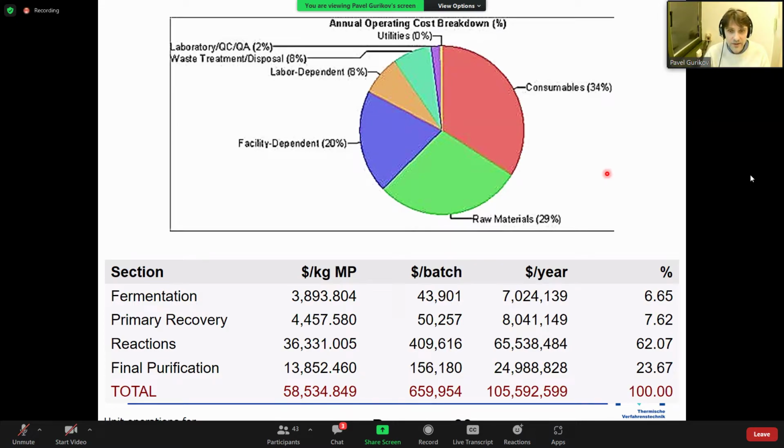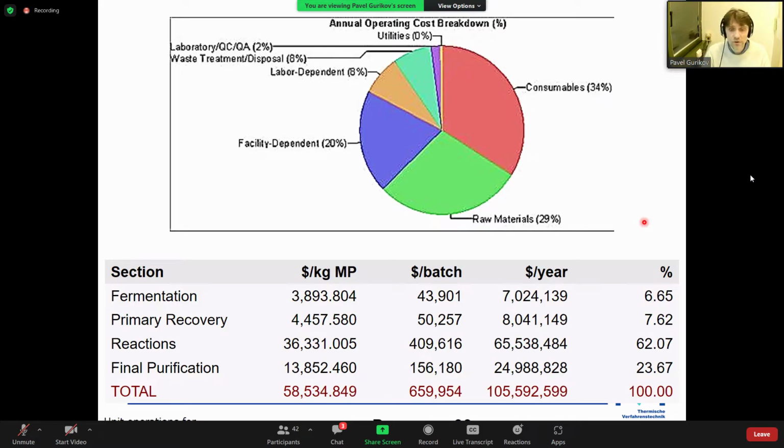The second thing I want you to take a look at is, if we look at the operating costs again, this $105 million you spend per year, at which section of your production scheme you need what amount of money. Especially the very last column, these absolute numbers tell us a lot.